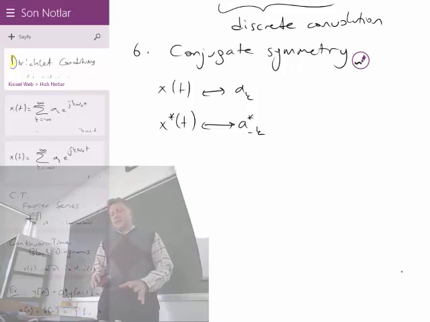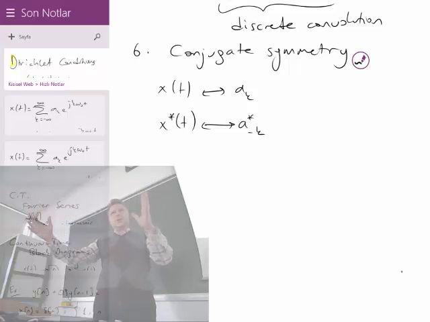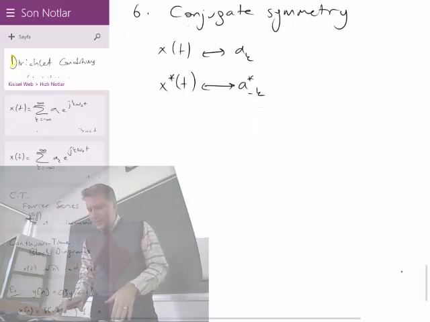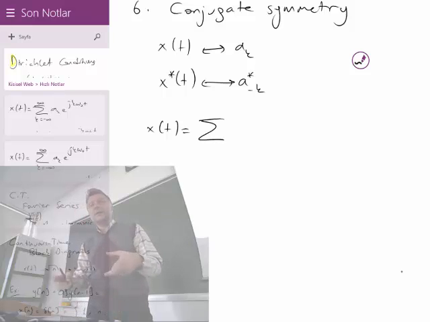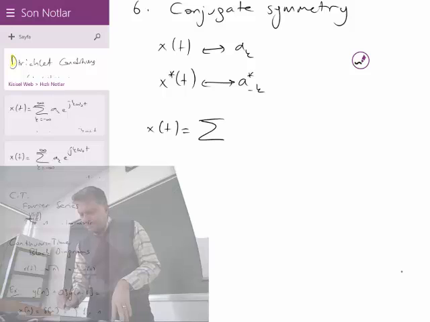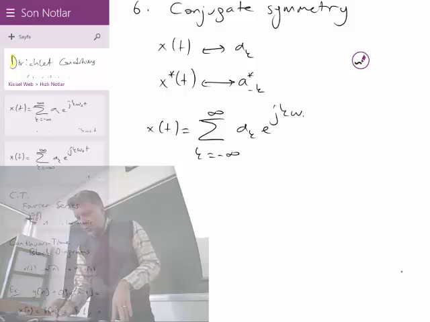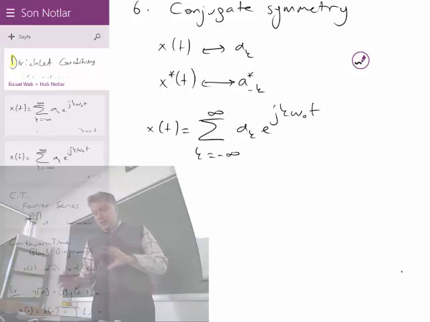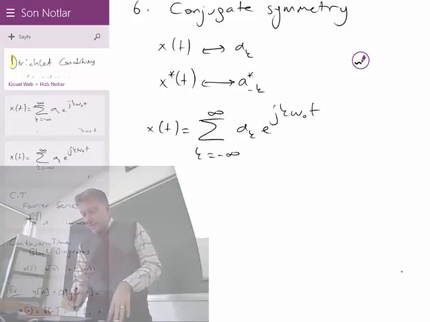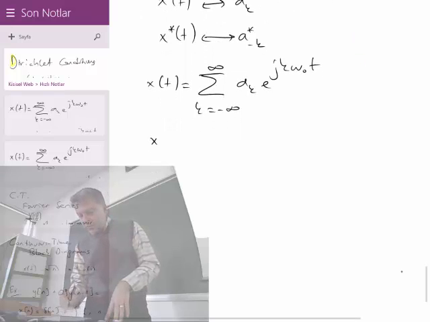You can derive this. Just write x of t in terms of its Fourier series representation, the summation, and take the complex conjugate of that whole summation. Why don't we do that? It's a good exercise. Let's write x of t is equal to, so that we can remember this representation better, because we are going to use it always, it was like this: e to the j k omega 0 t. This was the Fourier series representation as the summation of harmonics scaled by the Fourier series coefficients. Now let's take the complex conjugate of it.